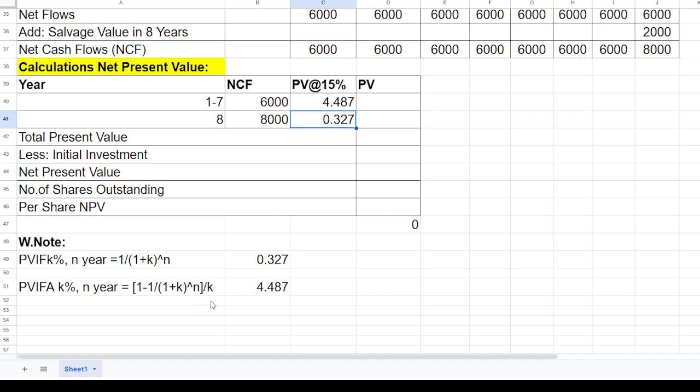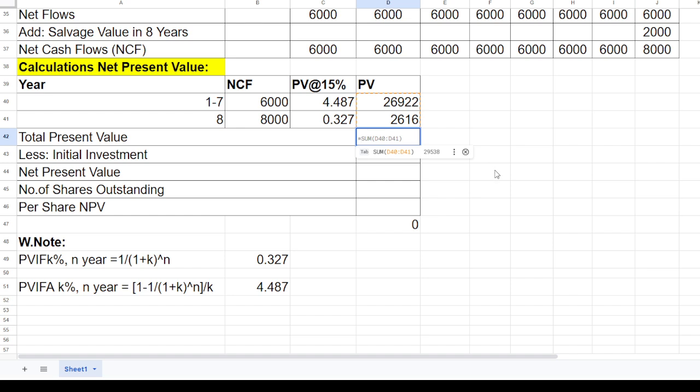Now years 1 to 7 are the annuity. So that is the present value interest factor annuity. This is simply 1 minus PVIF, divided by the discount rate. You can use the annuity table or you can use the formula, 1 minus PVIF whole divided by the discount rate, that is the cost of capital. It comes to 4.487, okay? Now find the discounted cash flow, or you can say the present value, by multiplying this into this. Also, if you click you'll get the same value, that is 8,000 into 0.327.